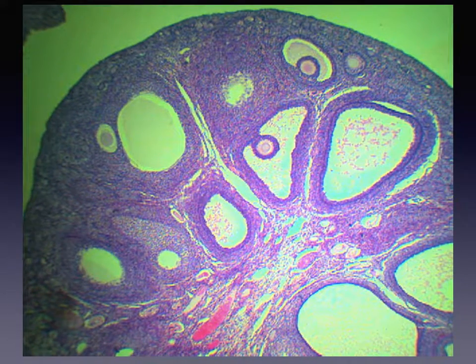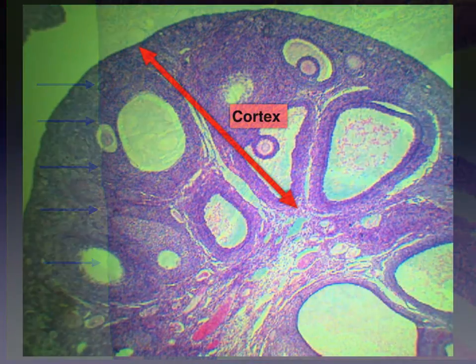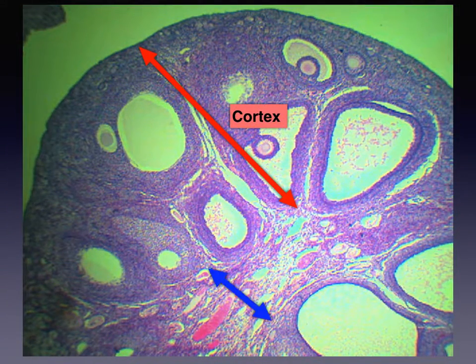The ovary is lined by the germinal epithelium, which is pointed by the blue arrow. Immediately beneath that germinal epithelium, we have the tunica albuginea. Two important parts of the ovary, we have the cortex and the medulla. We will be able to differentiate this by the presence of developing follicles in the cortex, while the medulla only contains the blood vessels, the lymphatics, and the nerves.